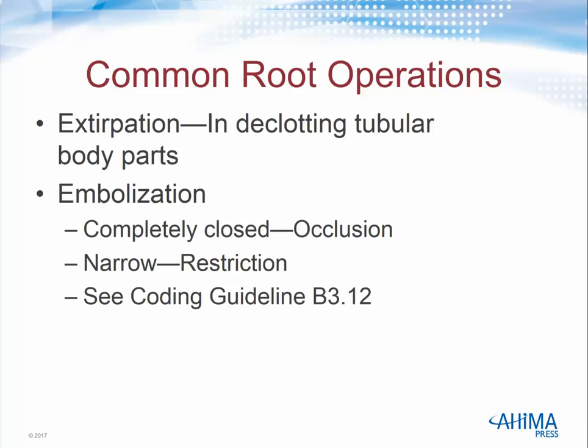Common root operations, of course, include extirpation, again for declotting, and embolization, for occlusion and restriction. Just one caution again for your embolizations, you want to make sure you understand physiology or review the operative report. Make sure if you're coding something occlusion, that means you're closing off that area of that patient's vessel completely. That's what the intention is from the surgeon, and that's what's documented. So you don't want to be assuming it's occlusion, because closing it off means you're not letting anything flow through that particular tubular body part.